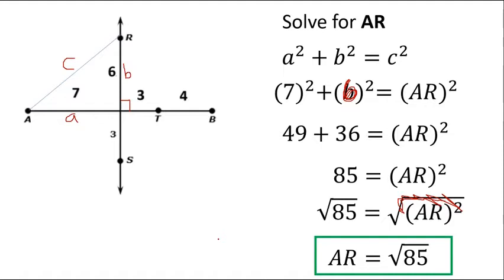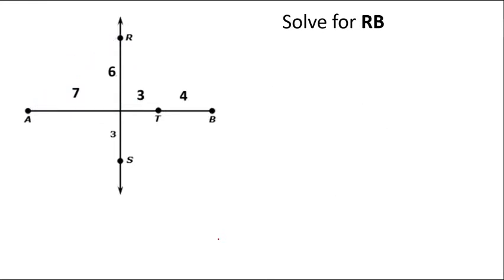Okay, let's go on to our next example using this same diagram. This time they want you to solve for segment RB. So here's segment RB. But if you notice this, because this is a perpendicular bisector, again, there's a 90-degree angle here. Both halves are congruent to each other.